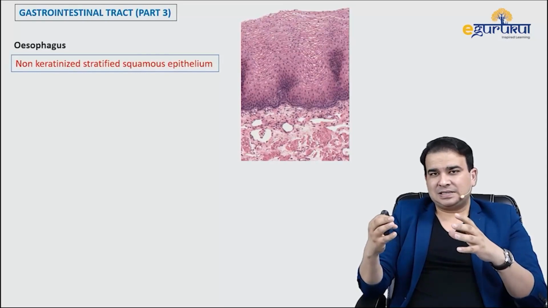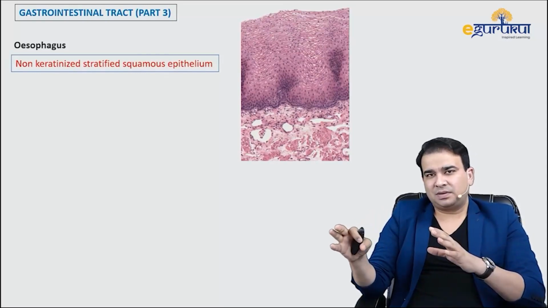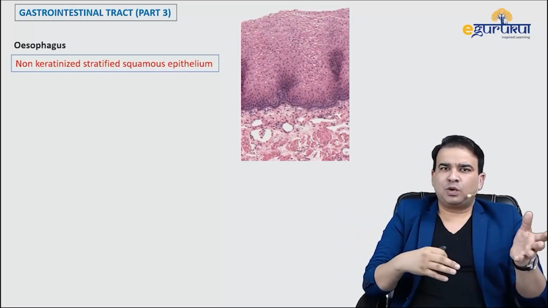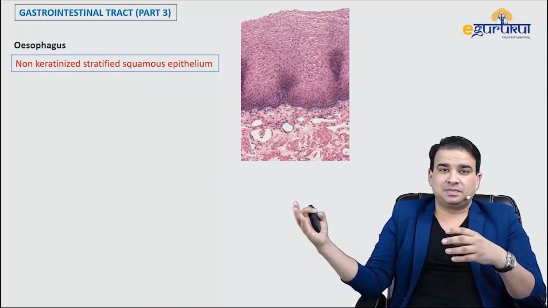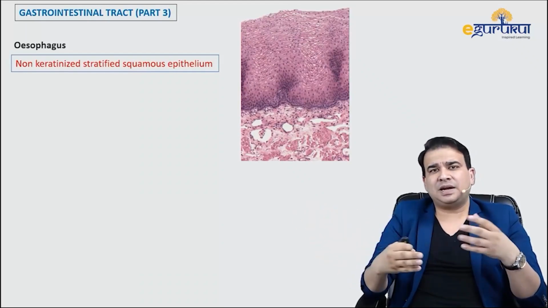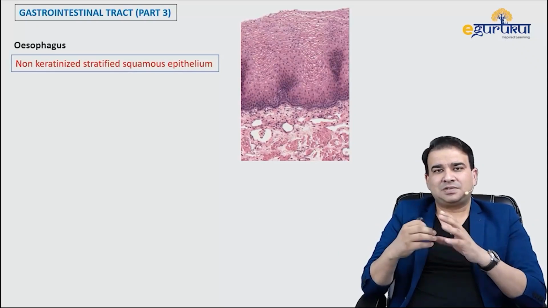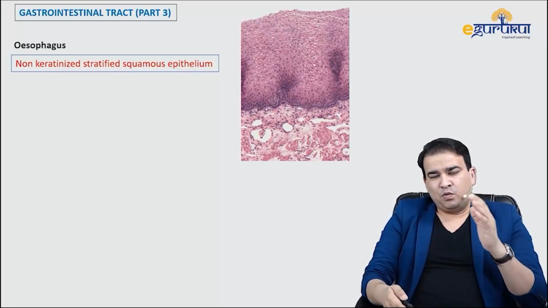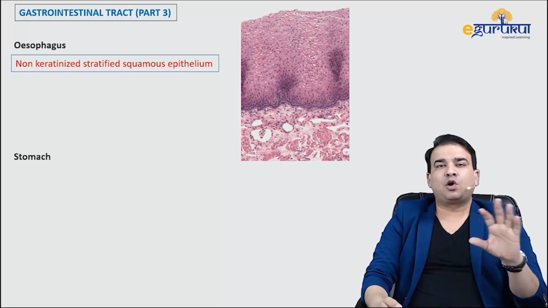The surface cells may have keratohyalin granules, but still there is no keratinization. In humans it is non-keratinized. In certain lower animals, or in some quadrupeds, you will see keratinized stratified squamous epithelium based on their dietary activity. So in humans it is non-keratinized stratified squamous epithelium. And when we move on to the stomach, the lining epithelium in the stomach will be the simple columnar epithelium.